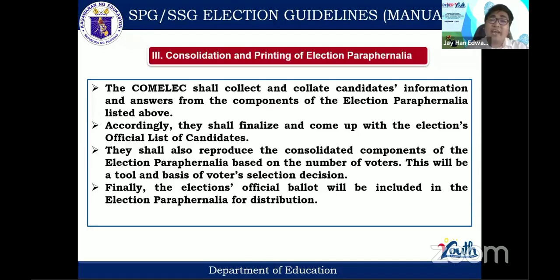The COMELEC shall collect and collate candidates' information and answers from the components of the election paraphernalia listed in the previous slide. Example po nito, say for example, meron po tayong 5 candidates. So si candidate 1 po may sagot sa action plan hanggang si candidate number 5. Yung po ang gagawin ni COMELEC po, pagsasama-samahin po niya yon, Candidate 1, 2, 3, 4, and 5 at ilalagay po niya yon sa election paraphernalia. Dahil ang election paraphernalia po ang magsisilbing campaign material po ng ating mga SPG and SSG election candidates. And finally, the election's official ballot will be included in the election paraphernalia for distribution.